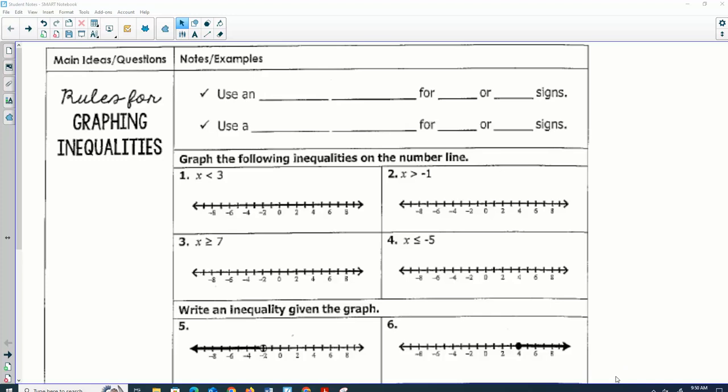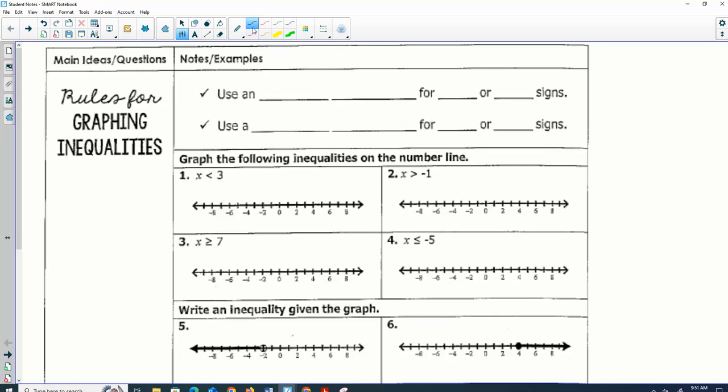We're going to start talking about inequalities. Today, we are just going to look at graphing with our inequalities and some beginning inequalities to solve. So first thing, we are going to be using some open and closed circles when we're graphing. So we need to know when to use each type.